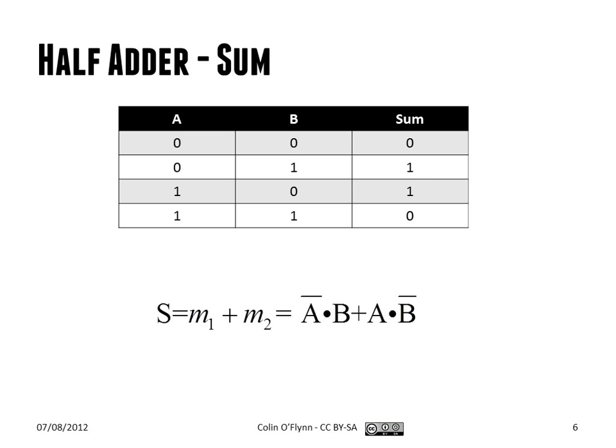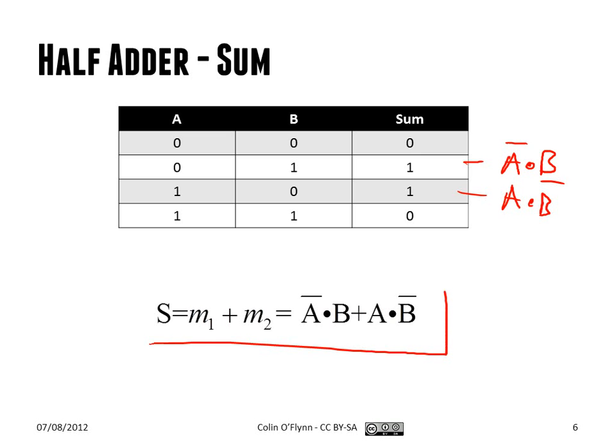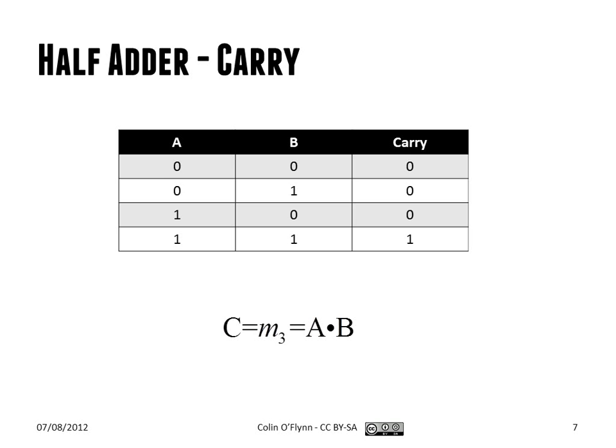So we can use the minterms we talked about to represent this. So this is A complement and B, and this is A and B complement. That's where the ones are in this truth table. So you can see here I have the sum output. You can do the same thing for the carry output. The only one here is when A is 1 and B is 1, and that's where we get the 1 output. So there's just the single minterm here. So carry output is A and B.